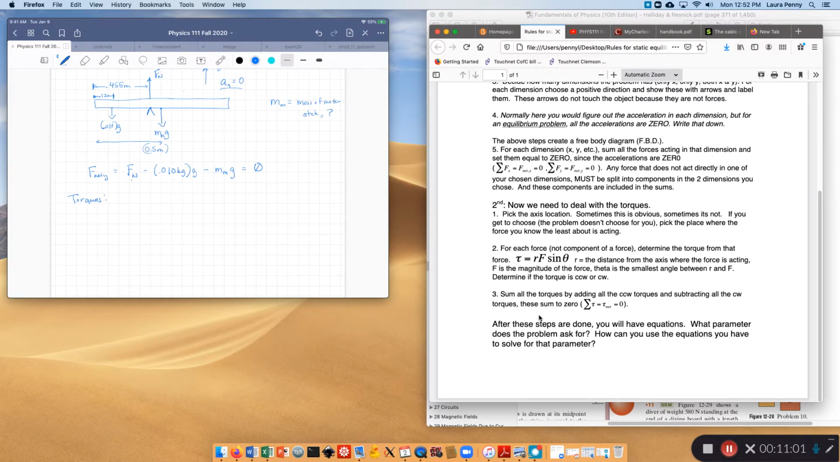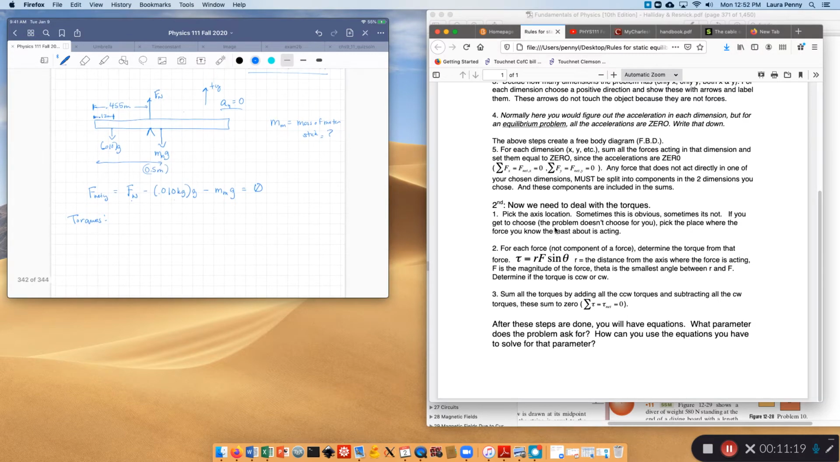It says, number 1, pick the axis location. It will be impossible to do this without an axis location. Sometimes it's obvious and sometimes it's not. In this case, the axis is the location around which the thing would pivot or rotate. Well, it would pivot here, right? This is our pivot location. This is actually where we put it.